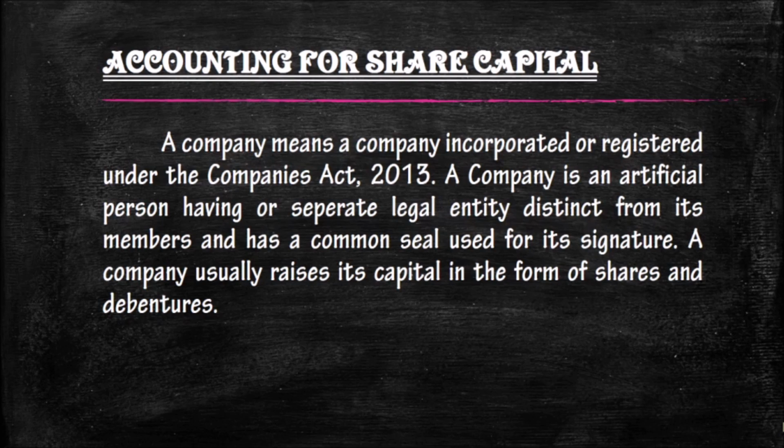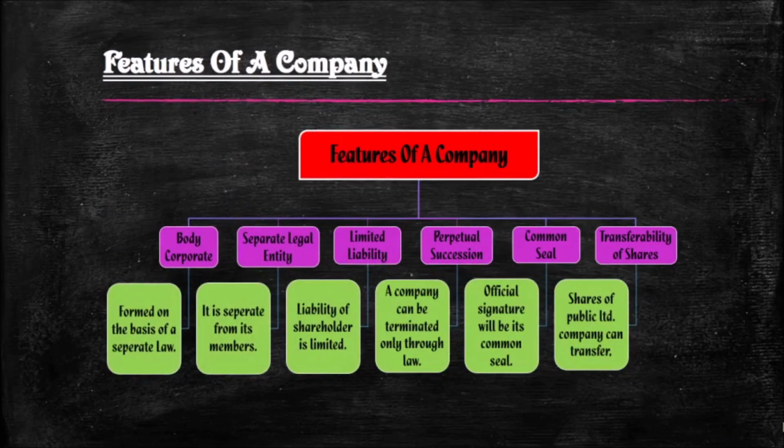So we have to learn other features of a company from the meaning. It is a body corporate formed on the basis of a separate law, the Companies Act of 2013. Previously it was the Companies Act of 1956. It has a separate legal entity, which means the member and the company are two different entities, and the liability of the shareholder is limited. Every time it is limited, maybe up to a guaranteed amount or up to the shares taken by them.